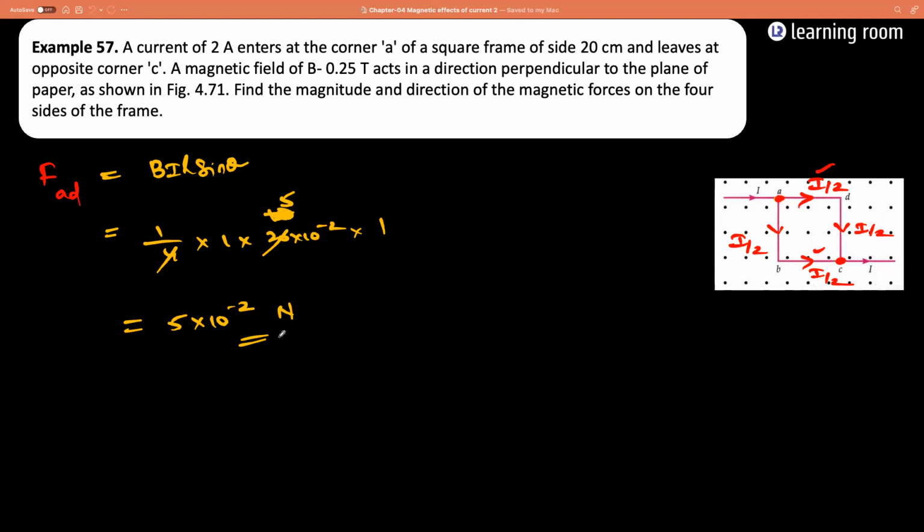But the only thing is, force on AD will be in which direction? Will be downward. Force on BC will be leftward. Force on BC will be downward. Force on BA will be leftward. That's it. It's actually a simple question, no?